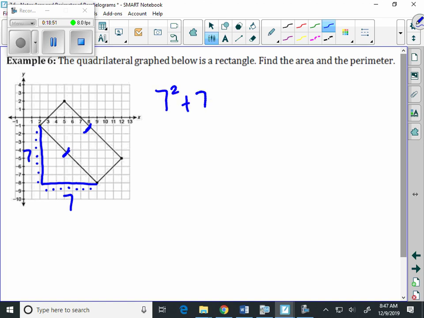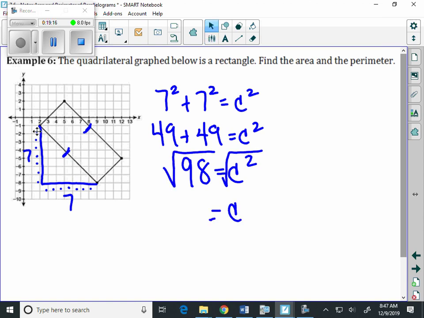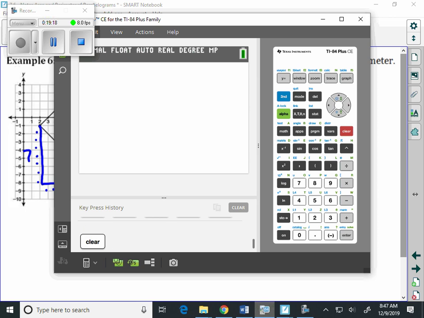7 squared plus 7 squared equals c squared. Pythagorean theorem again. Well, 49 plus 49 equals c squared. 49 plus 49 is 98 equals c squared. And we want to take the square root of both sides. So type it into Desmos, type it into the calculator. The square root of 98 is 9.89. So we're going to say 9.9.